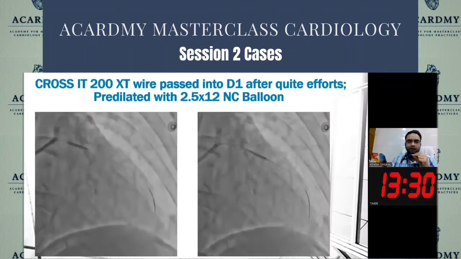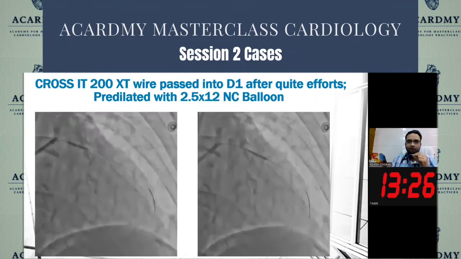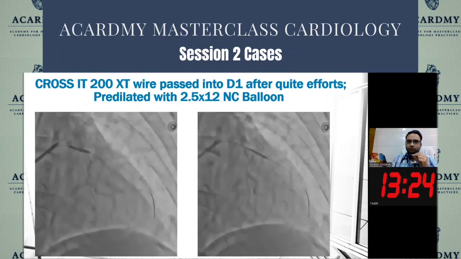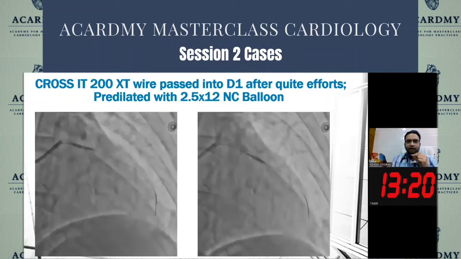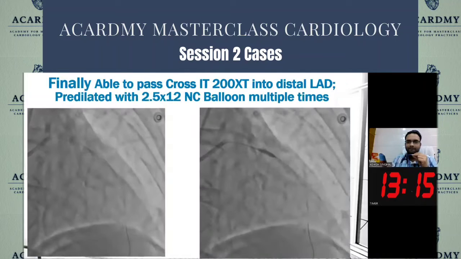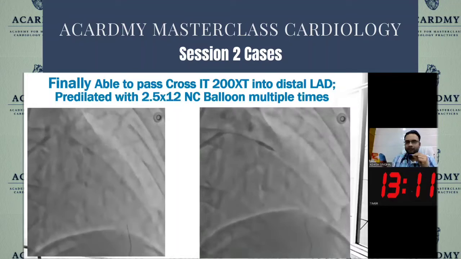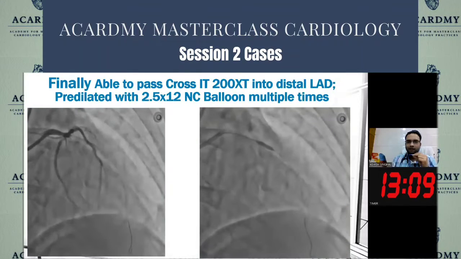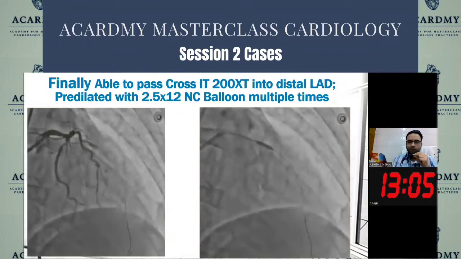We started by doing the PTCA of the LAD first. We decided to use a Crossfit 200 XT wire. After multiple attempts, we were able to pass into the first diagonal, and we pre-dilated the proximal portion of the LAD with a 2.5 by 12 balloon. After that, we were able to pass a wire into the distal LAD, and we further dilated with the 2.5 by 12 balloon multiple times to open up the LAD.